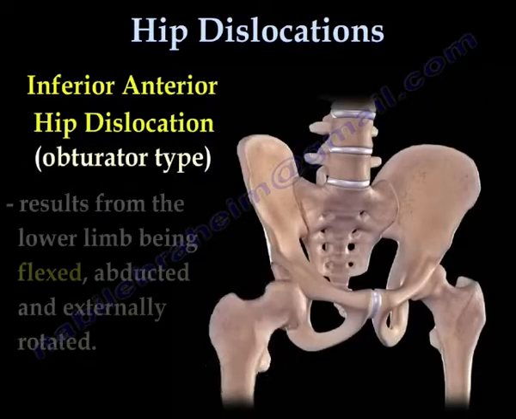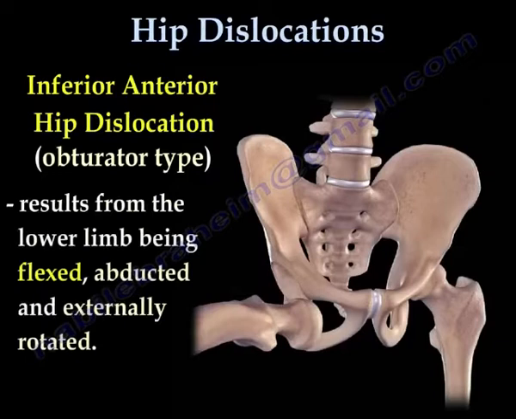This is an anterior-inferior hip dislocation. We call it the obturator type. In this case, the lower limb will be flexed, abducted, and externally rotated.